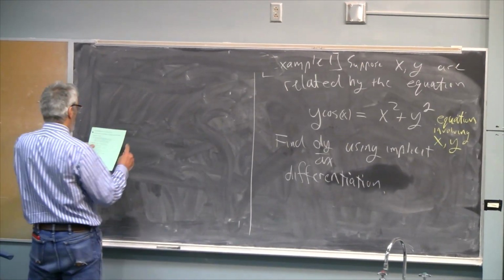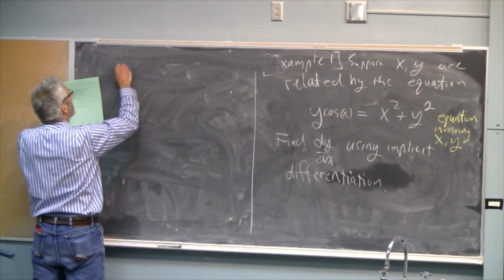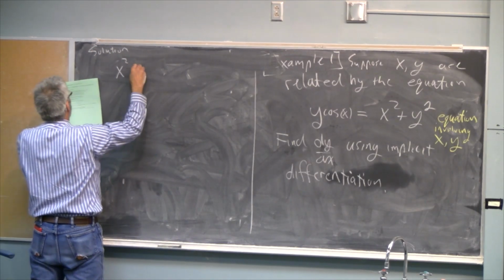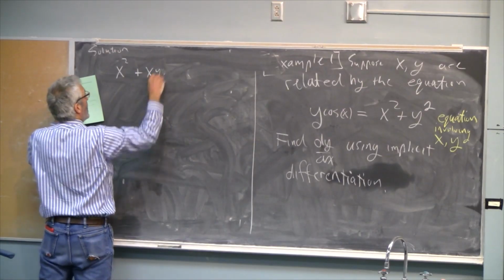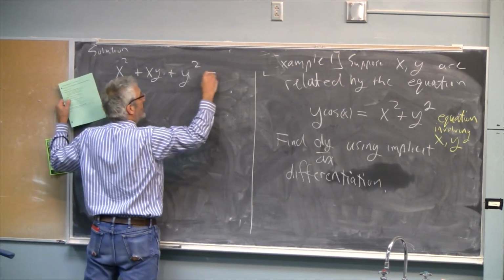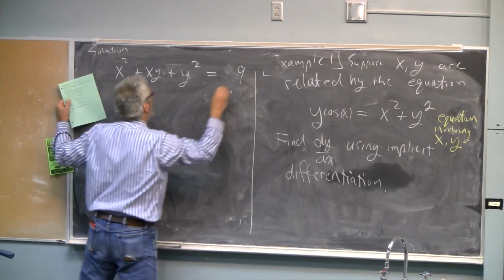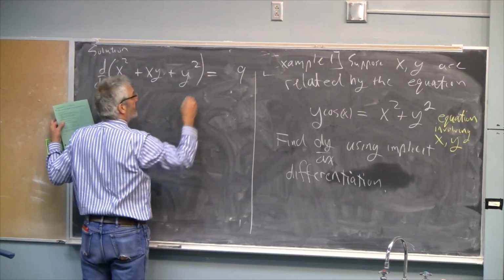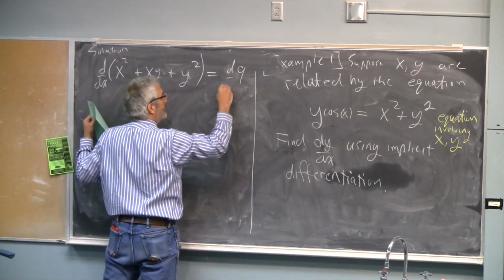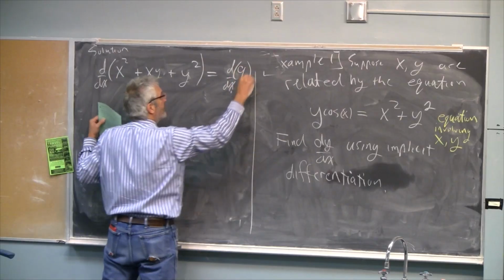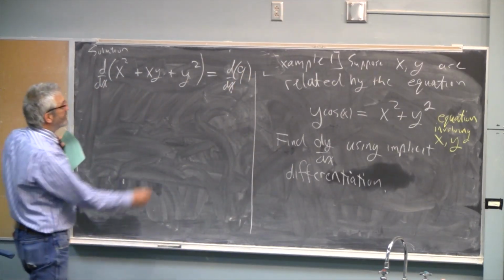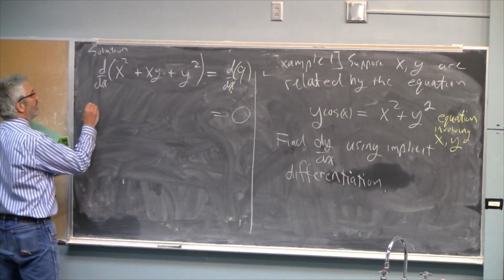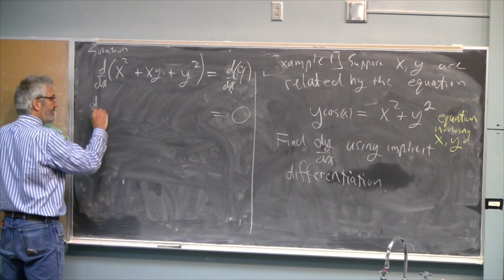All right, so we're going to follow our method. We have x squared plus xy plus y squared equals 9. And I take the derivative of both sides. So I'll have d dx, parentheses, all the junk on the left, equals d dx of the right side. The right side is easy. That's just 0. The left side, well, let's see. I'm going to break this down.